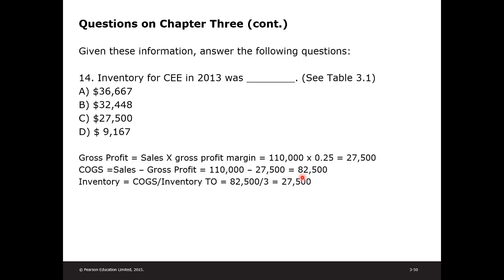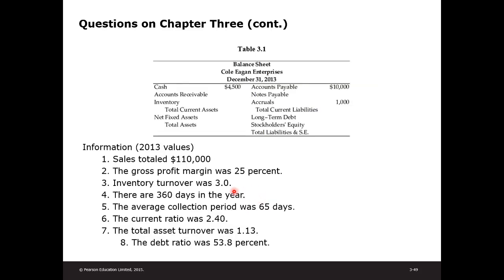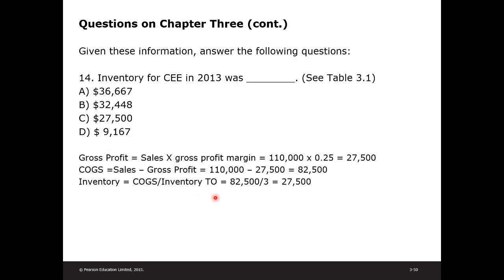So we have the cost of goods sold and the inventory turnover. So from this ratio we can calculate the inventory by dividing 82,500, which is the COGS, by 3, which is the inventory turnover given here. So the inventory would be $27,500, which is C, which is the answer. It's pretty easy, but we need to memorize the ratios very well in order to know the order you can follow, so you can solve the question.